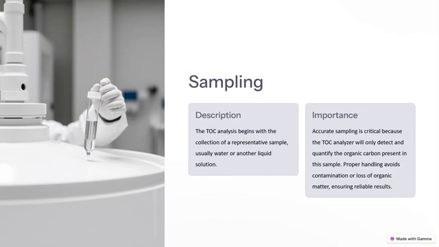And this step is automated. So advanced TOC analyzers are equipped with automated sampling systems to eliminate human errors and improve repeatability. Even a small sampling error could lead to incorrect TOC readings, underscoring the need for precise handling at this stage.